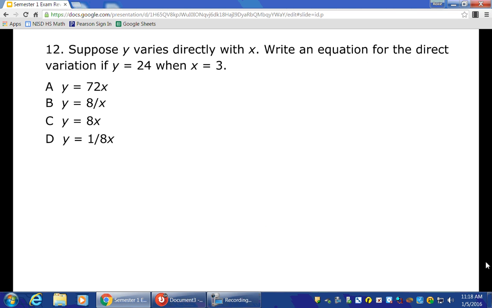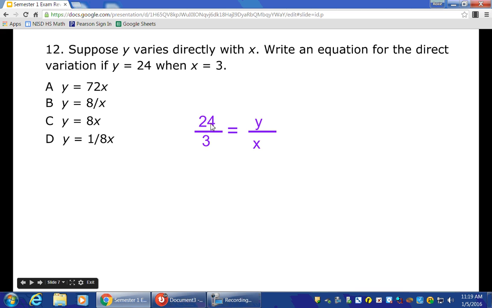Number 12. Suppose y varies directly with x. Write an equation for the direct variation if y equals 24 when x equals 3. I'm going to set this problem up as a proportion. So a proportion is an equation where two fractions are equal. So I have 24 over 3 is equal to y over x.